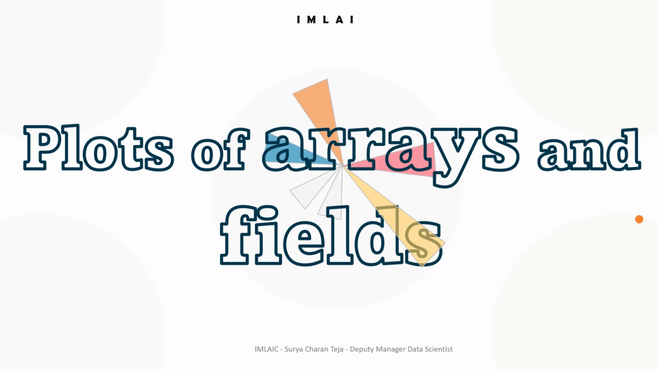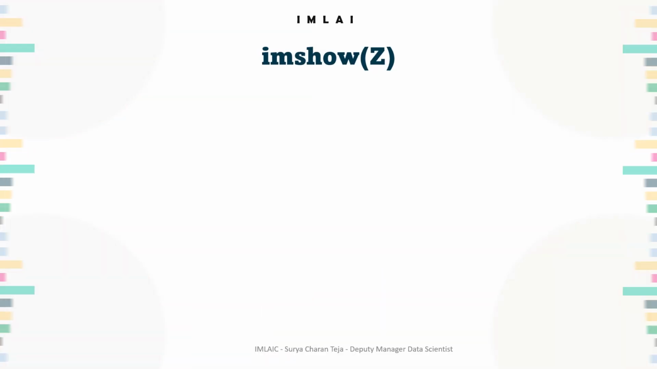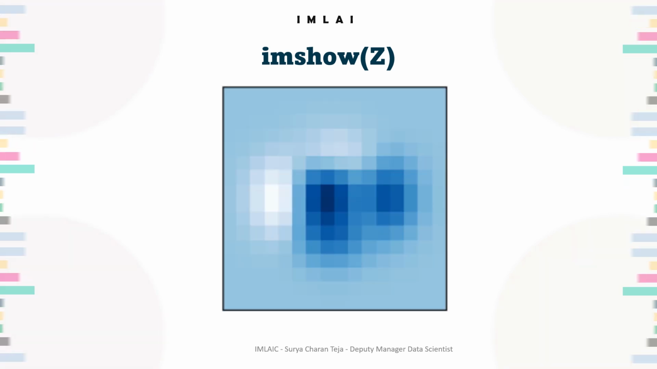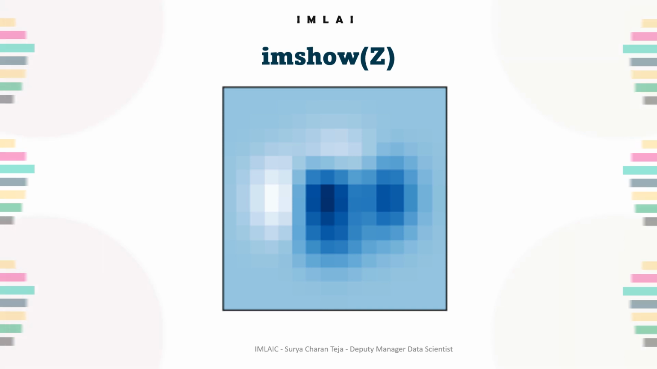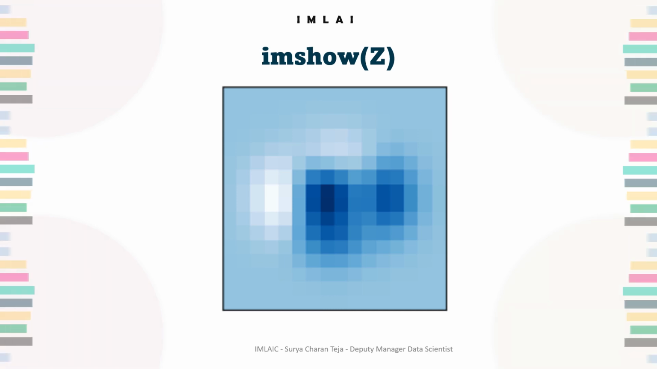We will be looking at six types of plots of arrays and fields. The first one out of that is imshow, and this is how it looks. To do this, we need to use the imshow method. Here we will display data as an image, and that too on a 2D regular raster.